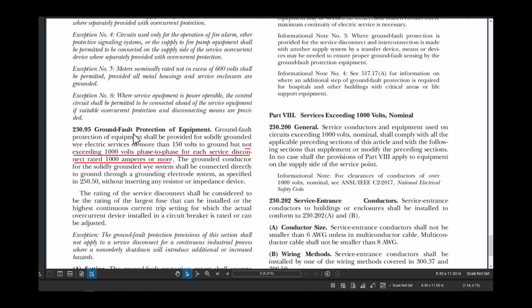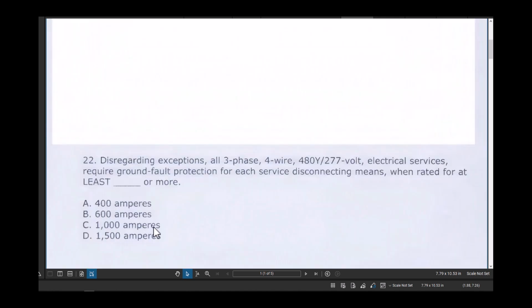230.95 ground fault protection of equipment. It says ground fault protection of equipment shall be provided for solidly grounded Y electric services of more than 150 volts to ground but not exceeding 1000 volts phase to phase for each service disconnect rated 1000 amps or more. Then the answer is C, 1000 amps.